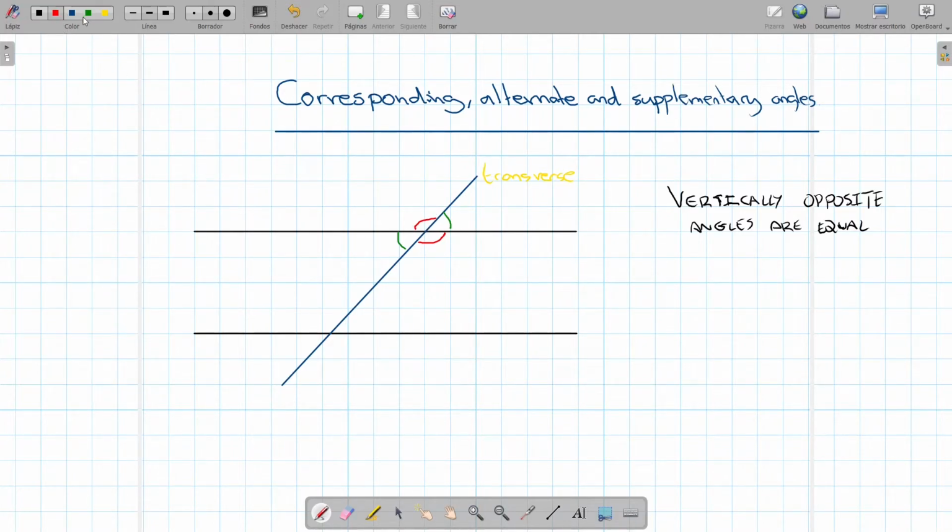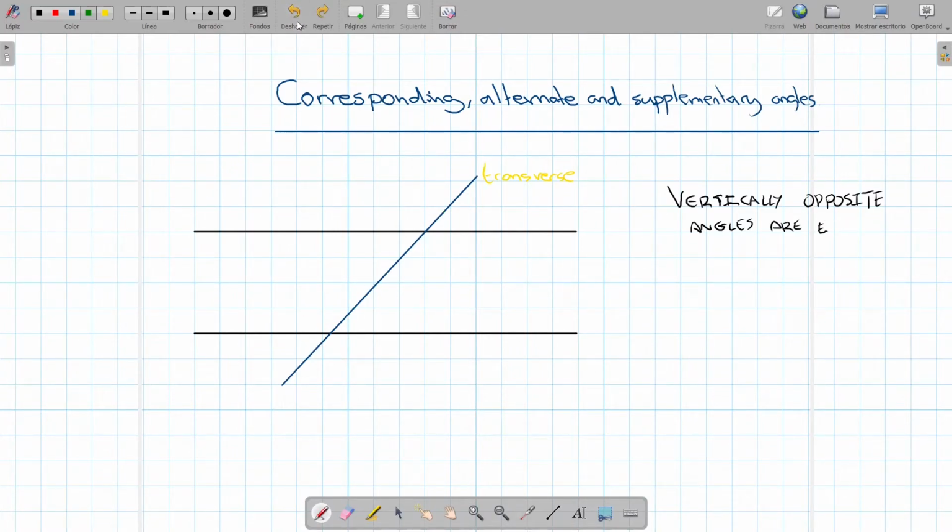Okay, so again, this angle and this angle are vertically opposite, and this angle and this angle are vertically opposite. And vertically opposite angles are equal. So A equals A. In this case, A equals A, and B equals B. Those are vertically opposite angles.